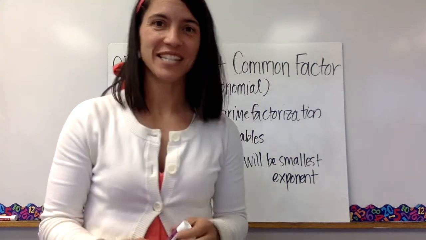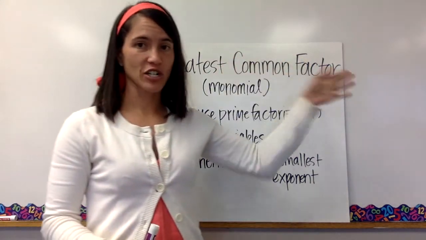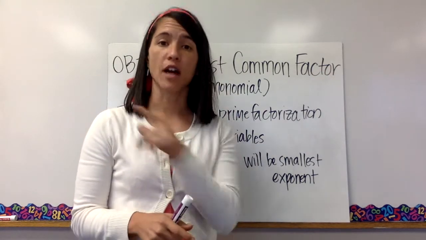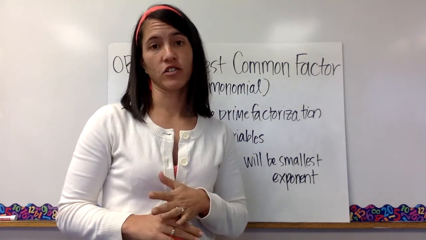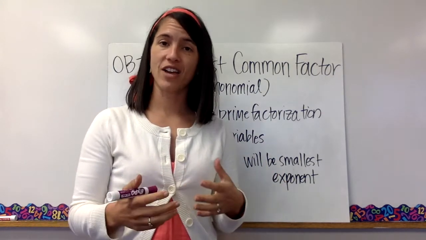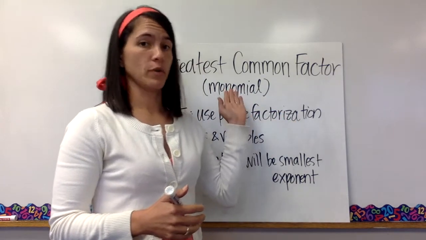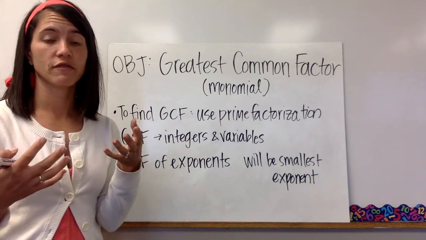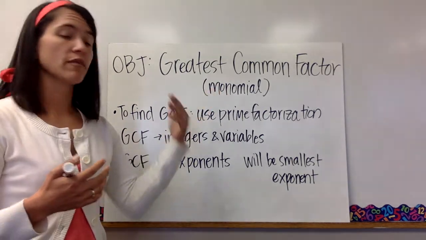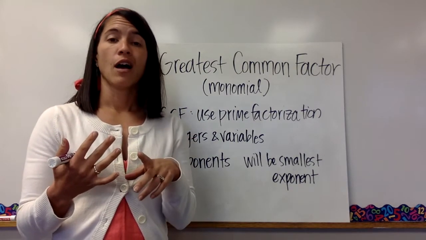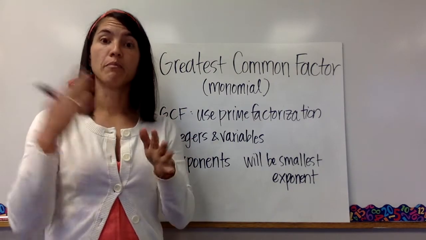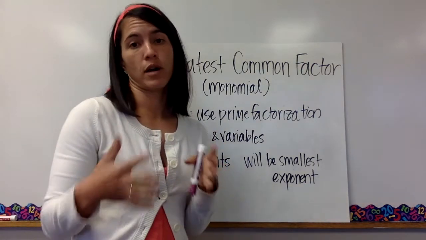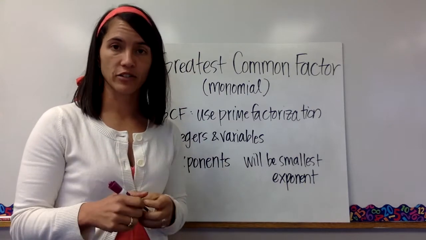Hey y'all. Today's objective is the greatest common factor, and we're specifically going to be talking about monomial common factors. So you've done greatest common factor with numerals, so now we're going to add in variables, and we're going to talk about monomials. A monomial is a combination of numbers and variables together, and if you have a string of monomials, maybe a binomial, a trinomial, or a polynomial, it would be multiple monomials together. So we are going to take two or more monomials and find the greatest common factor.